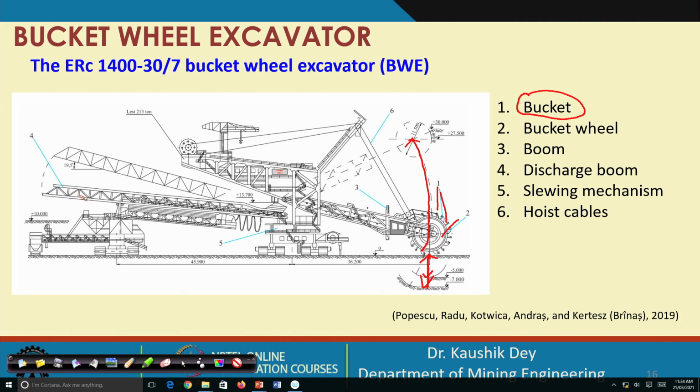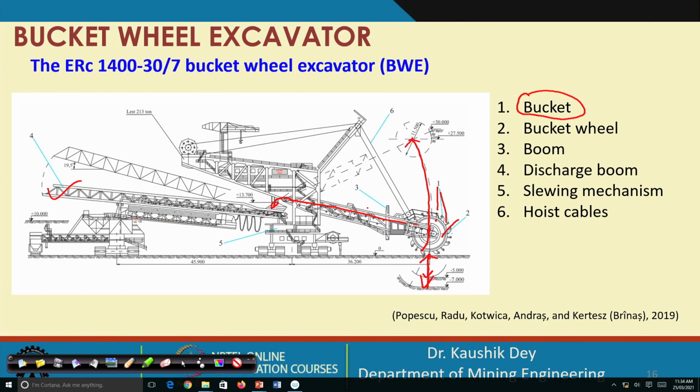This is the discharge boom. So, when the material is taken or cut by the buckets of the bucket wheel, the material is discharged. We have seen in the video how it is discharged to this primary conveyor. This primary conveyor is sending the material into the secondary conveyor or discharge conveyor. So, this discharge boom contains the discharge conveyor, and the discharge conveyor is discharging the material.